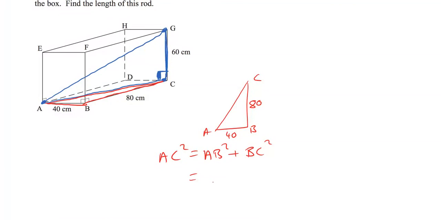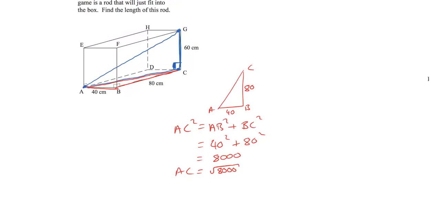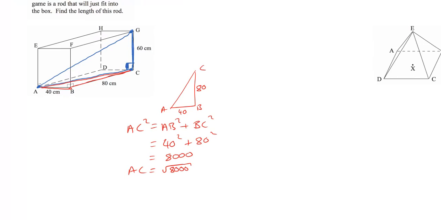And I have some of this information. I've got to do 40 squared plus 80 squared. Well, that would be 8,000. And so therefore A to C is the square root of 8,000. Now, I don't want to round that at this point because I don't want to get a rounding error later on. I've got to do some more calculations yet, but we've got A to C. Okay, now we can start thinking about that blue triangle and finding the length of that rod.